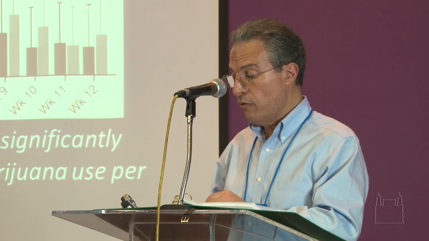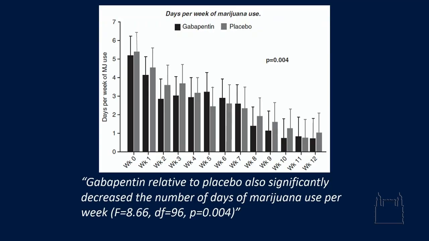But if you read the paper, it does say, relative to placebo, gabapentin also significantly decreased the number of days of use of marijuana per week. F is 8.66, degrees of freedom is 96. I thought F had 2 degrees of freedom, but that's another story. P-value is 0.004.